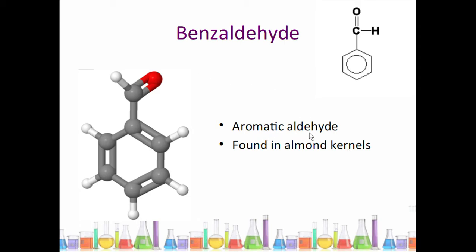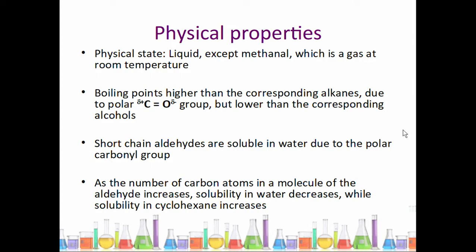Benzaldehyde is an aromatic aldehyde that we spoke briefly about earlier on, and it's found in almond kernels. This is the structure of it here: a benzene ring with the aldehyde group attached to it. Physical properties: they're all liquids except methanal, which is a gas at room temperature.